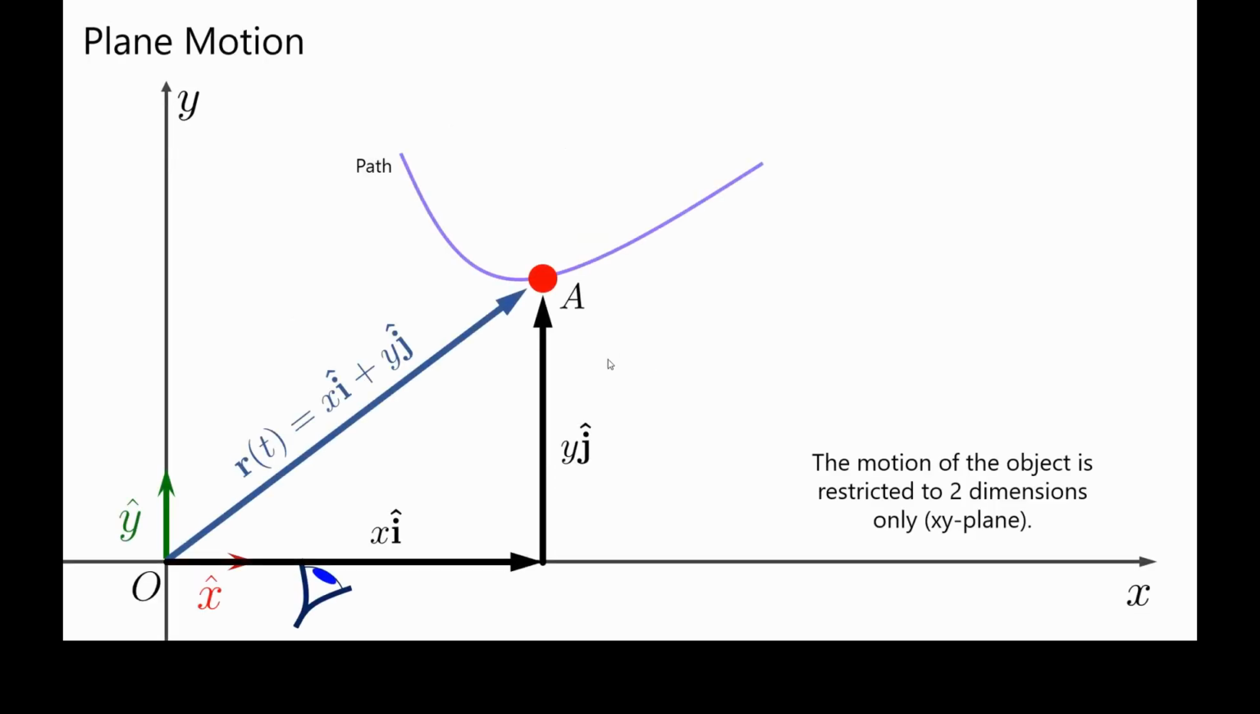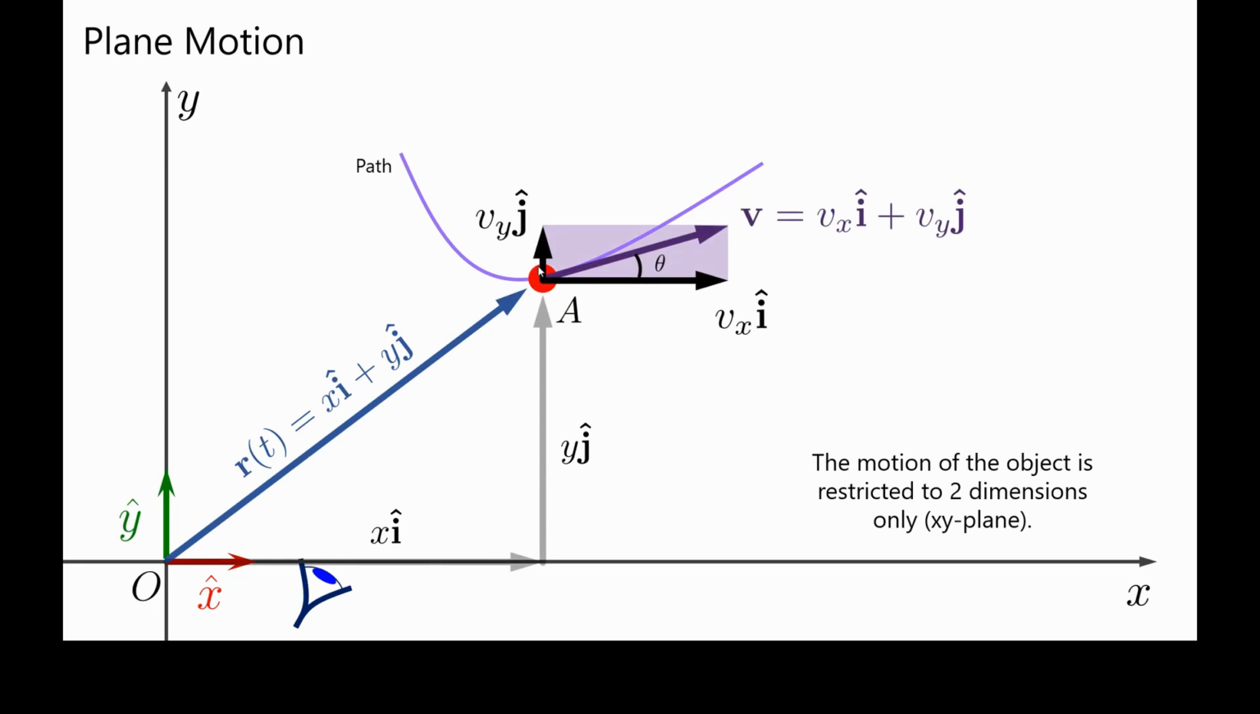Next, planar motion or plane motion. So let's say this is your position vector or displacement vector. The reference from the origin. So x i hat plus y j hat. Okay. So the motion of the object is restricted to two dimensions only, the x, y plane. Okay. And then we define the velocity to be vx i hat plus vy j hat. If we plot it in two dimensions, ito itsura niya. So this is your vx i hat, the x component of your velocity, and vy j hat is the y component of your velocity. Okay.